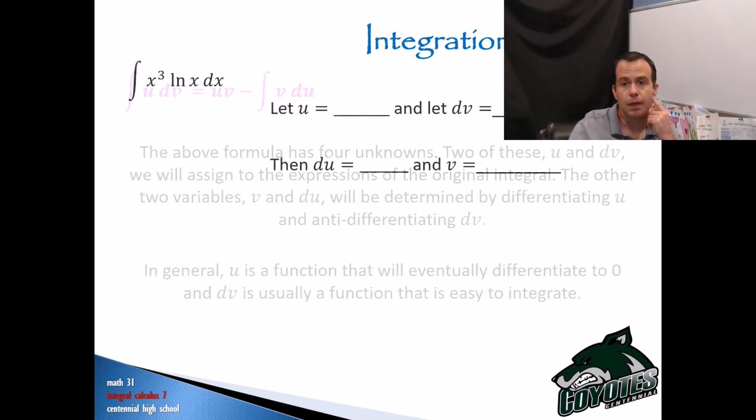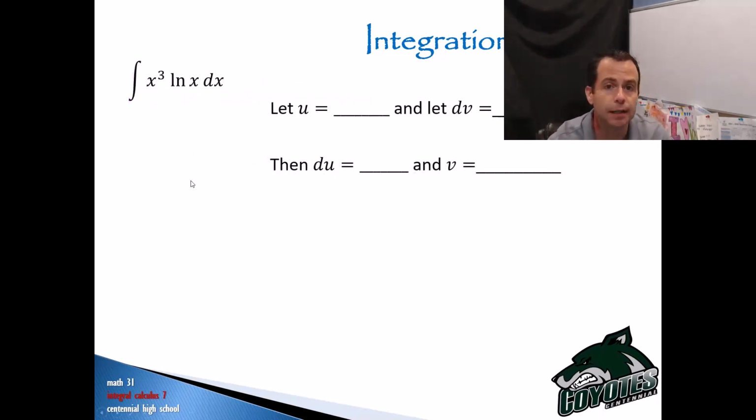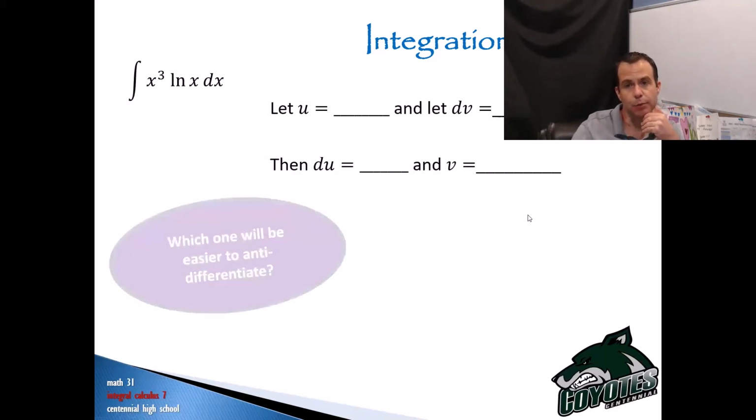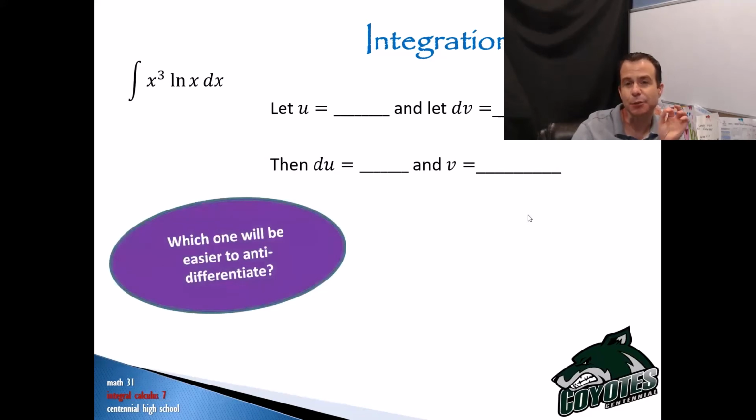Okay, all right, so let's try a few examples together then. First one we're going to look at is the integration of x cubed ln x dx. So what should we let u be? And then the other guy will have to be the dv. Okay, so which one is easier to anti-differentiate?